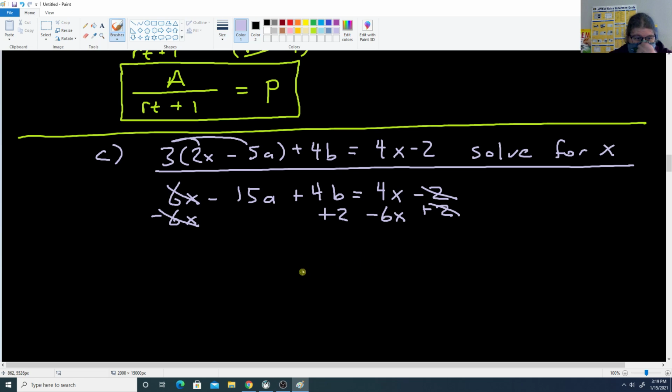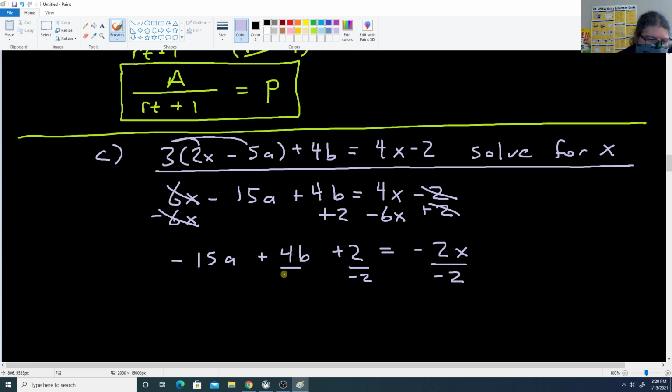So what we currently have is negative 15a plus 4b plus the 2 that we moved over equals 6x minus 4x, which would be 2x. To solve for x, that means get it completely by itself. I'm going to divide all the terms of the equation by 2 and then simplify the ratios down.